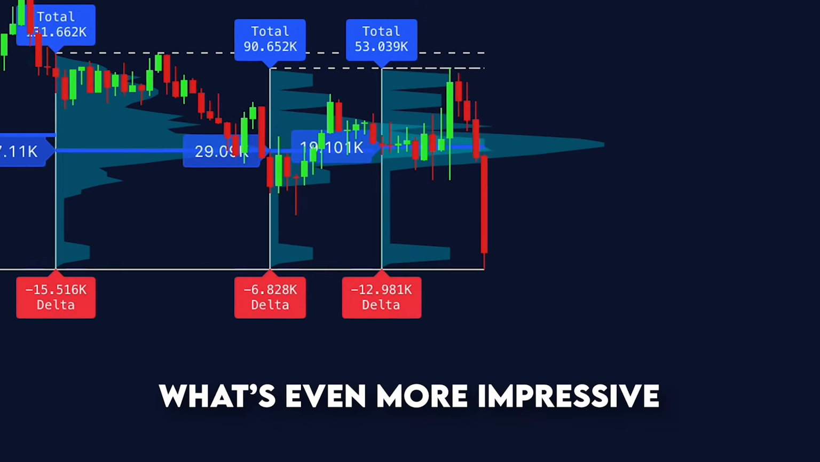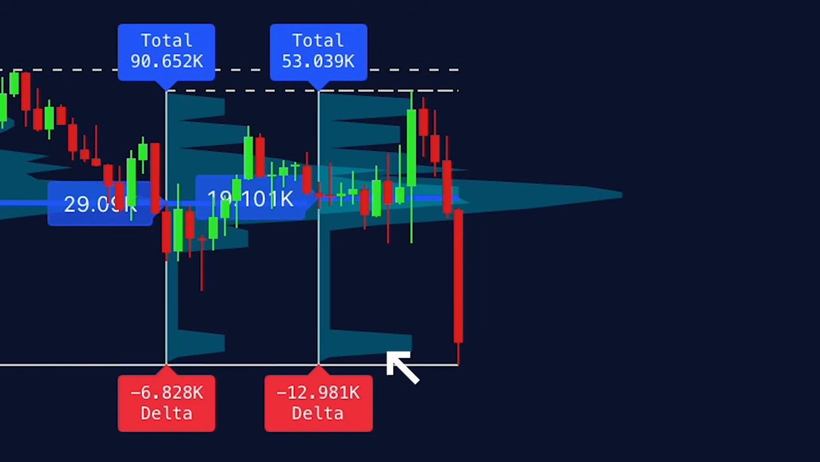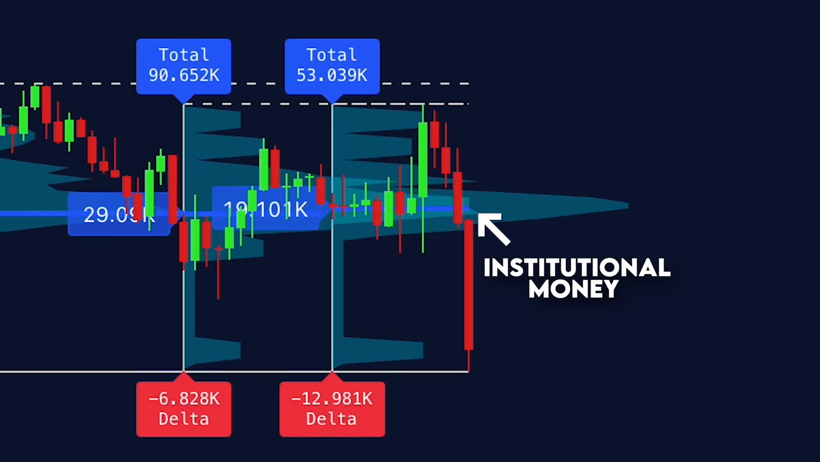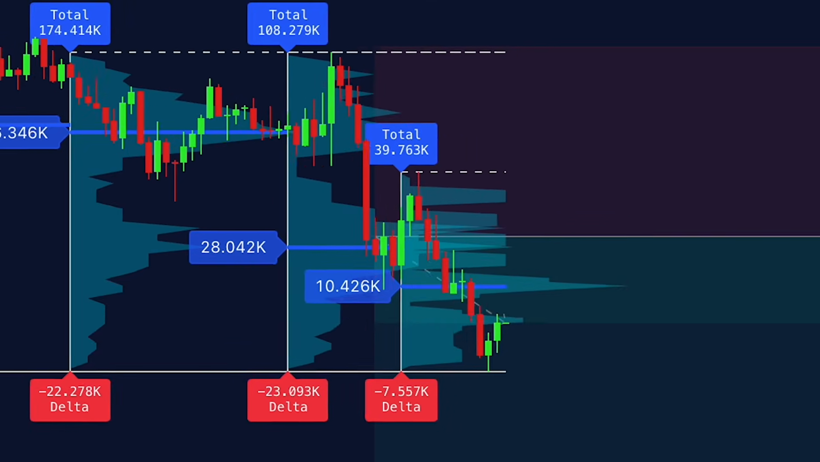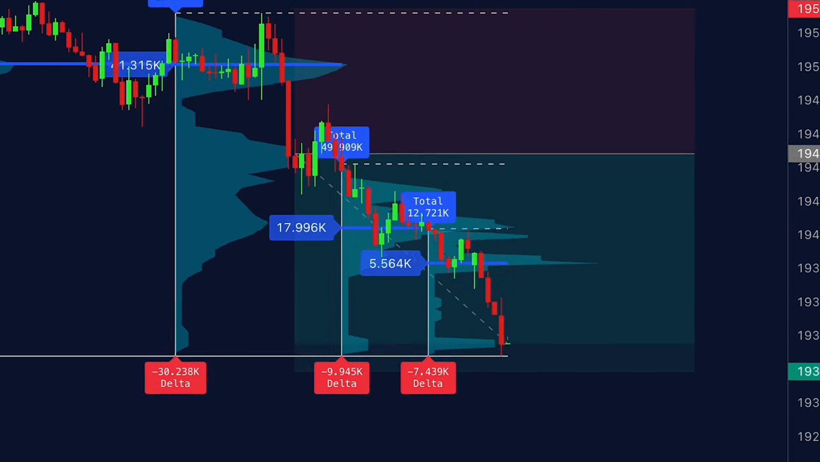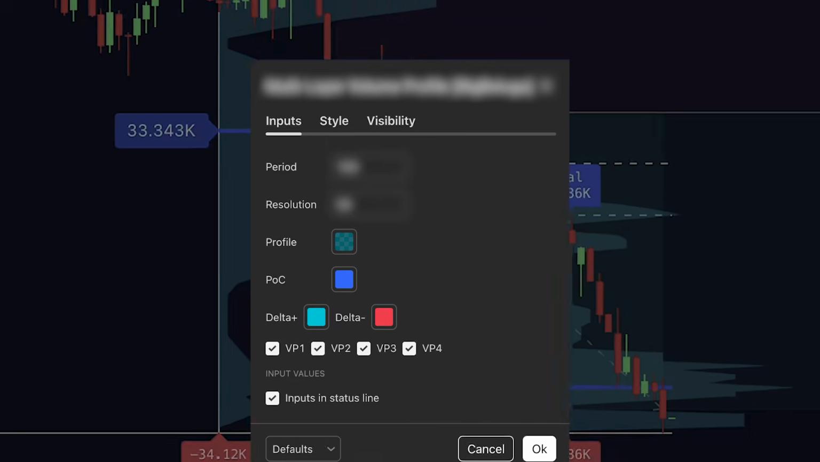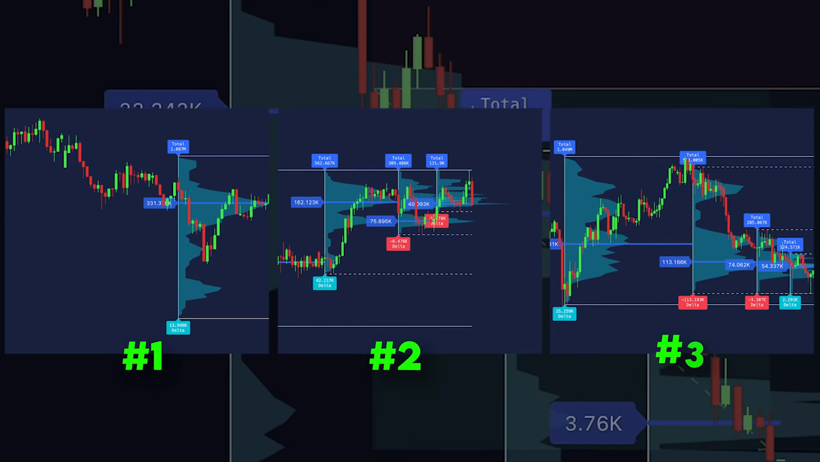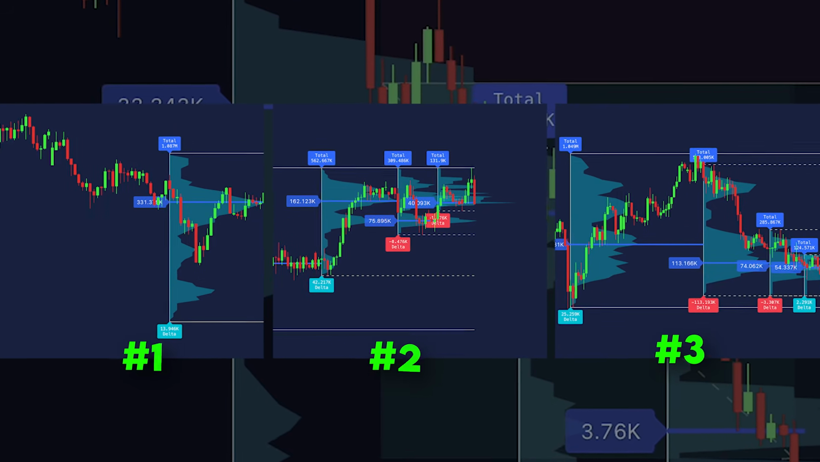What's even more impressive is how this indicator doesn't just show current volume, but also stacks multiple timeframes to reveal where institutional money is really flowing across different time horizons. And in this video, I'm going to reveal this game-changing tool to you, show you exactly how the multi-layer analysis works, and give you 3 powerful techniques to read institutional order flow like a professional volume trader.